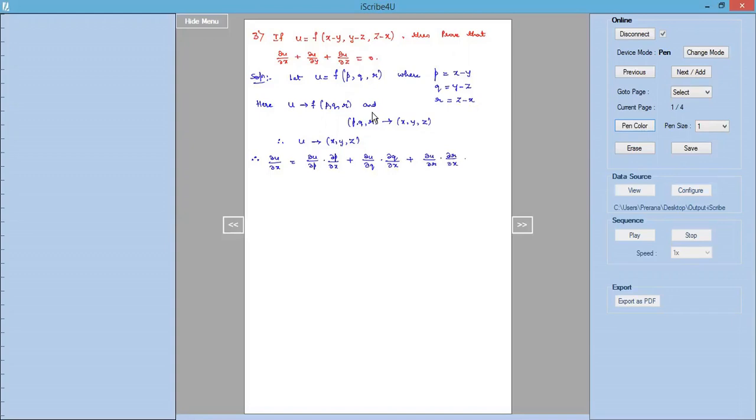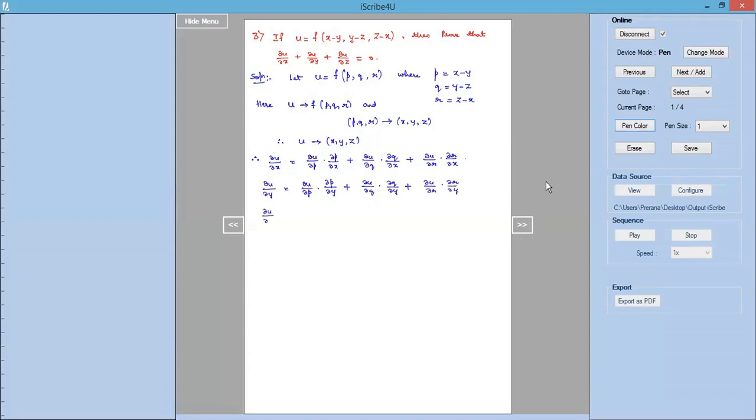Since u is a function of P, Q, R, we will be writing down the partial derivatives dou u by dou p, dou u by dou q, dou u by dou r. And we know that P, Q, R are functions of x, y, z. So here it is with respect to x, that is why we are writing dou p by dou x, dou q by dou x, dou r by dou x. Now similarly, we will write down the remaining two formulas, that is with respect to y and z. So dou u by dou y will be equal to dou u by dou p into dou p by dou y plus dou u by dou q into dou q by dou y plus dou u by dou r into dou r by dou y.